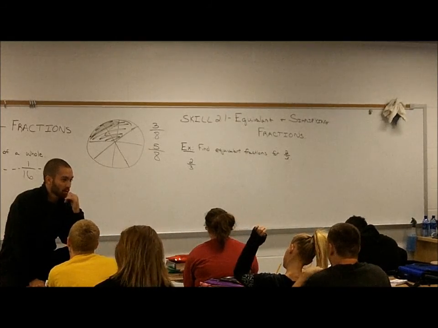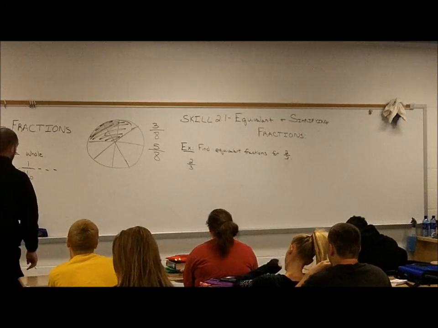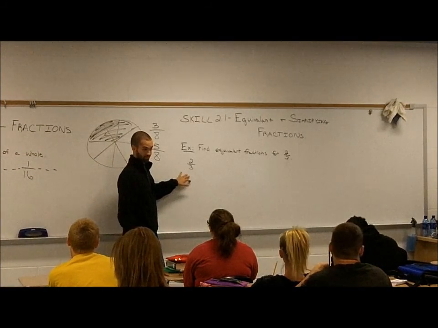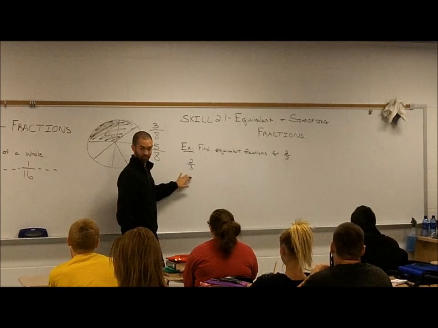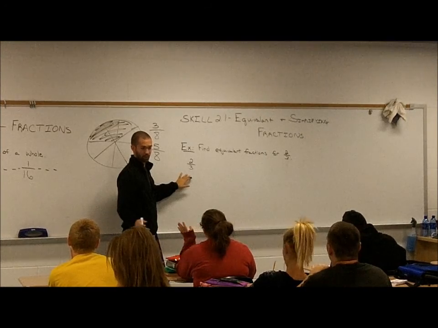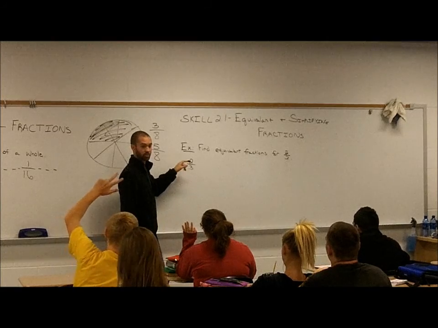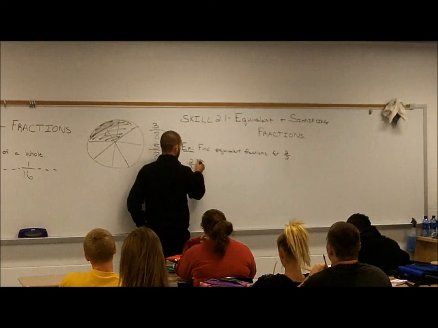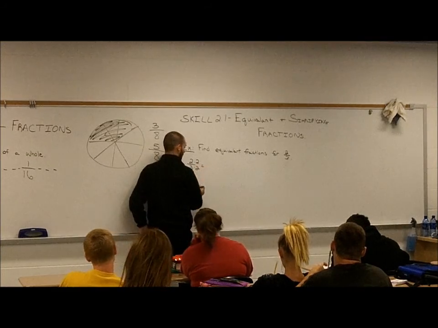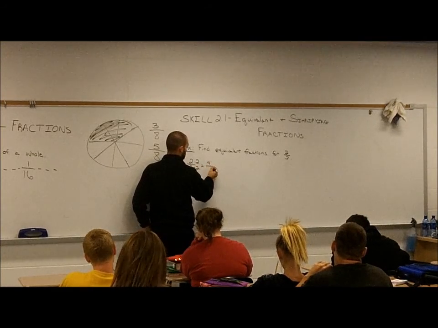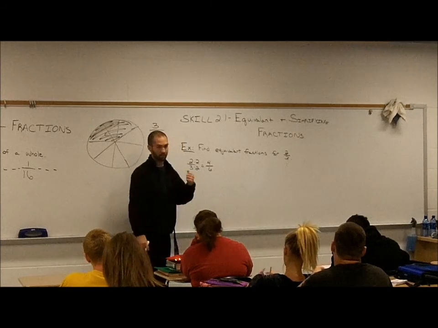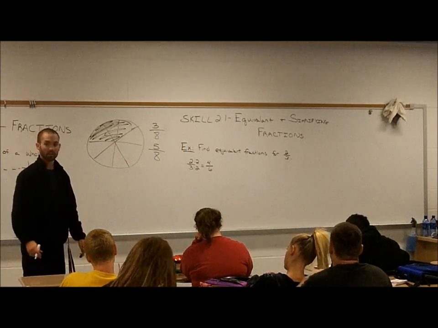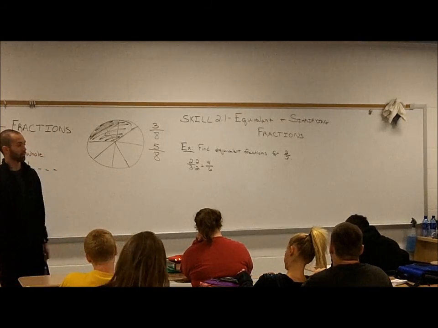Forrest? Multiply it by 2. Now, do I multiply the top by 2 or the bottom by 2? Bottom. What I do to the bottom, I must do to the top. So if I multiply both by 2, what do I get? 4/6. 4/6 is the same thing as 2/3. Very good, Forrest. Well, is that the only equivalent fraction?